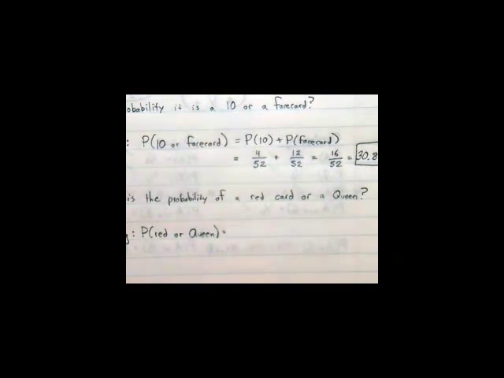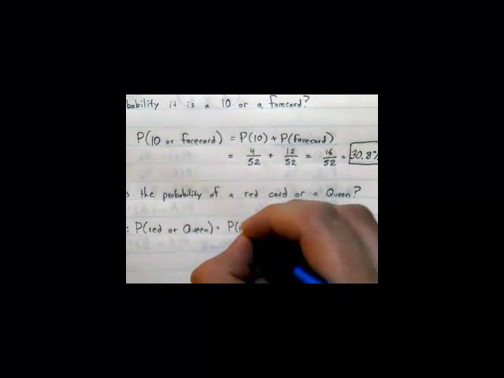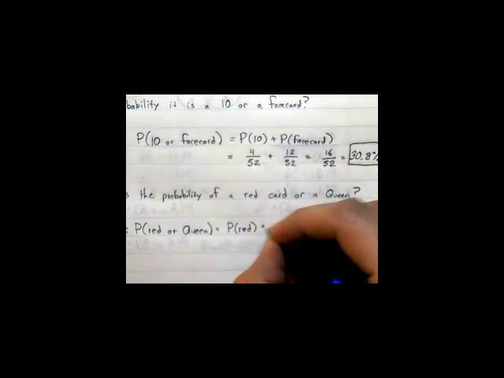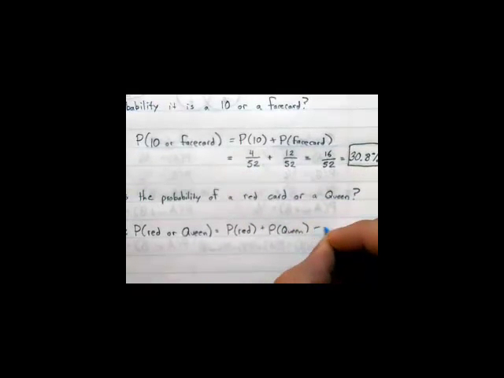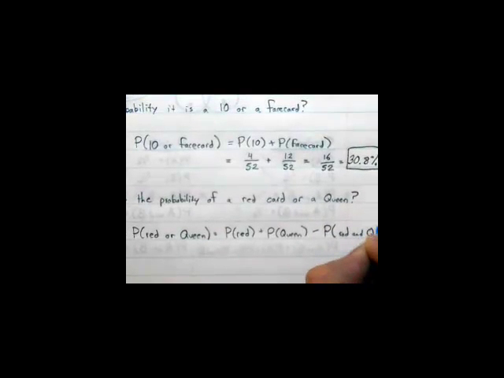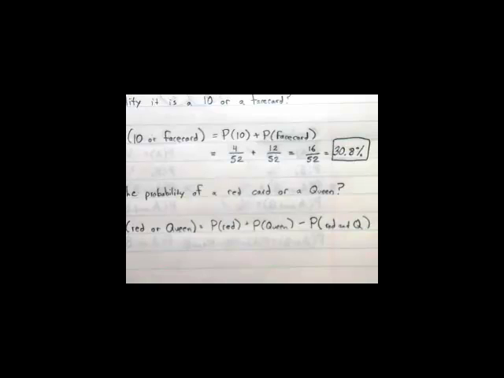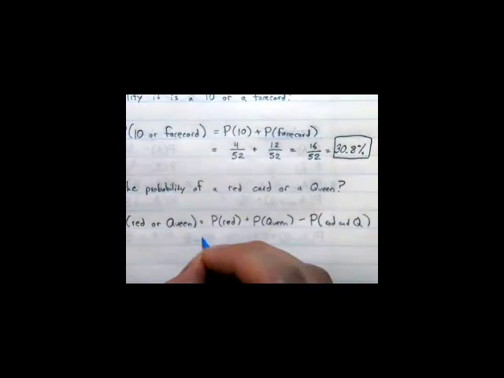Then, if I have the probability of a red or queen, what should I be doing? Yep, probability of a red plus the probability of a queen minus the probability of getting both. All right, well, let's calculate those probabilities then.